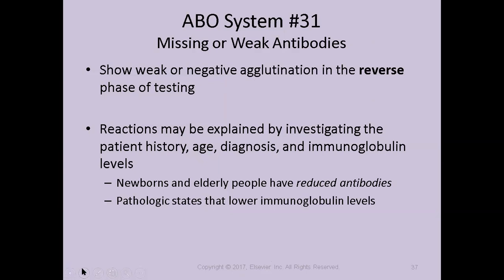So it's going to show us weak reactions or negative agglutination there. These reactions may be explained by investigating patient history, age, diagnosis, and immunoglobulin levels. Firstly, we have to look at age, and we need to remember that the very young and the very old have reduced amounts of antibodies, all antibodies, okay? And so age could have something to do with these weak or negative reactions. Pathologic states that lower immunoglobulin levels, someone who's immunocompromised, could also be at stake. So knowing a little bit about the patient history can also help.